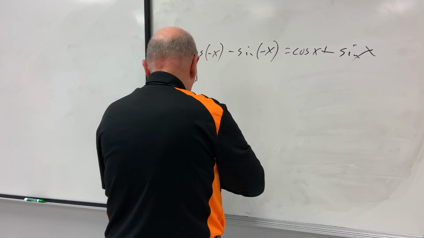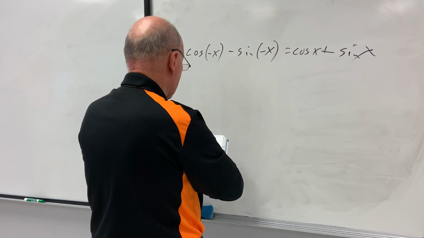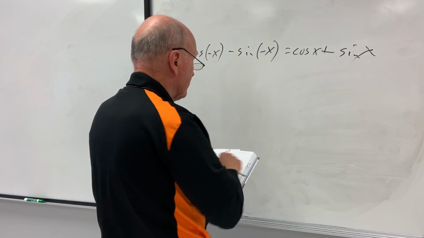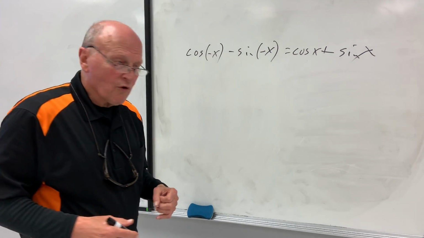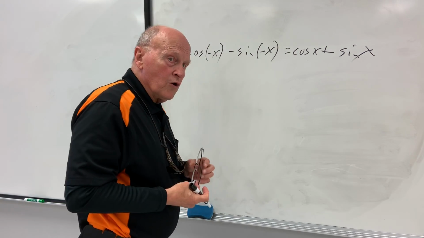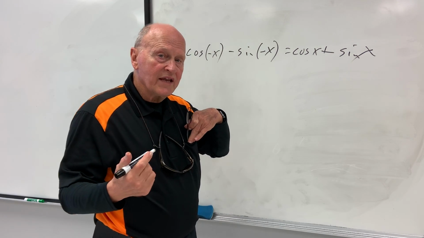Now let's make sure I have that written correctly. Cosine of negative x minus sine of negative x equals cosine x plus sine x. Shortest problem you're going to have on homework. Look at the last line on the fundamental identities.